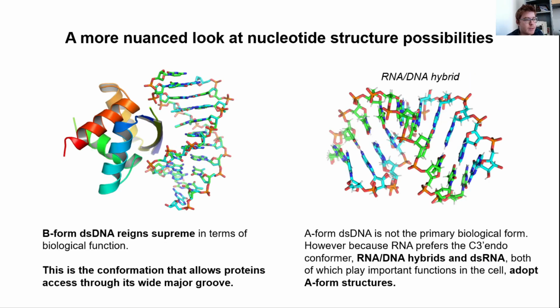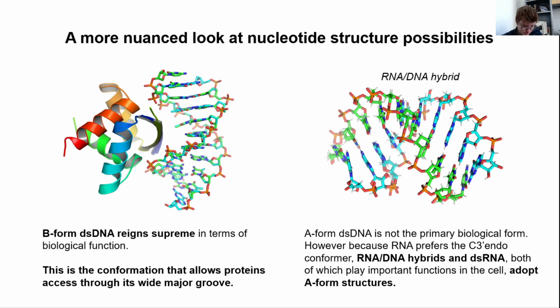Okay. Now, B-form double-stranded DNA is really the main structure that reigns supreme in terms of biological function. And of course, one of the reasons for this is that this is the conformation that allows proteins to access the information inside without needing to unwind the strands, through this really wide major groove. So we talked about this last time. This wide major groove makes it easy for things to get in here. They can even read some of the sequence there. And because most DNA binding proteins bind through this major groove, we know that B-form DNA is the predominant double-strand DNA structure that has function.